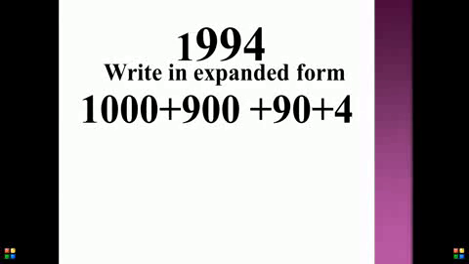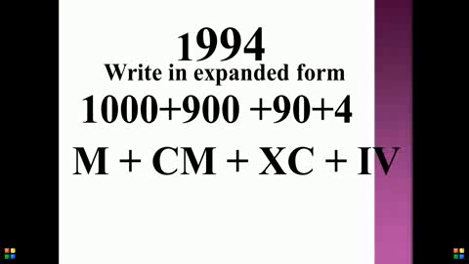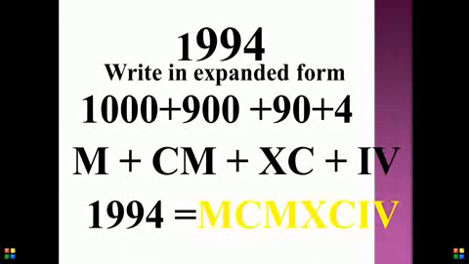The next number 2, I'll allow you to do it 5 seconds as usual, so start counting now. Well done. The answer is MCM XC IV. 1994 equals MCM XC IV.